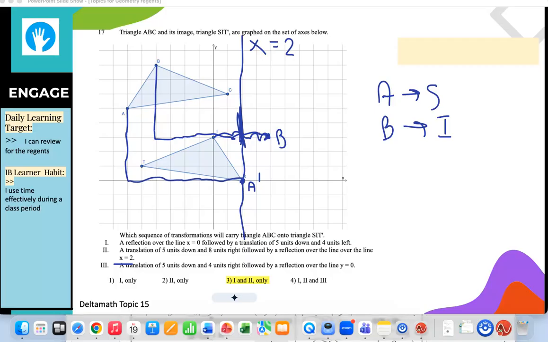Now we just have to check it for C, and it will work. 1, 2, 3, 4, 5, and then 1, 2, 3, 4, 5, 6, 7, 8. So how many units is this point, which in this case is C prime, away from the line of reflection? 1, 2, 3, 4, 5, 6, 7. So if I go over 7 to the left, 1, 2, 3, 4, 5, 6, 7, it works. So 1 and 2 work, so that's why it's 1 and 2 only.